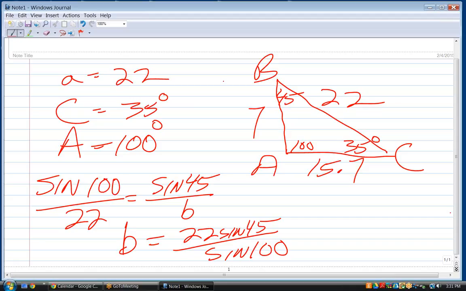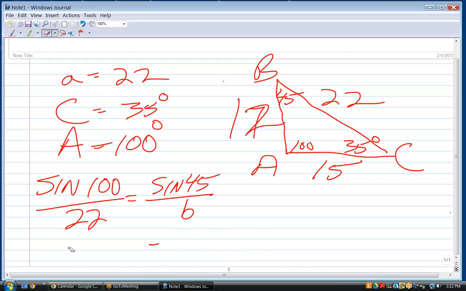I think I left off the sine when I divided it by 100, so it would be 12. It's not 7. That makes more sense. The C side is 12. In other words, the sine of 35 is to 12 as the sine of 45 is to 15. That makes more sense than 7 and 15, just from eyeballing it.